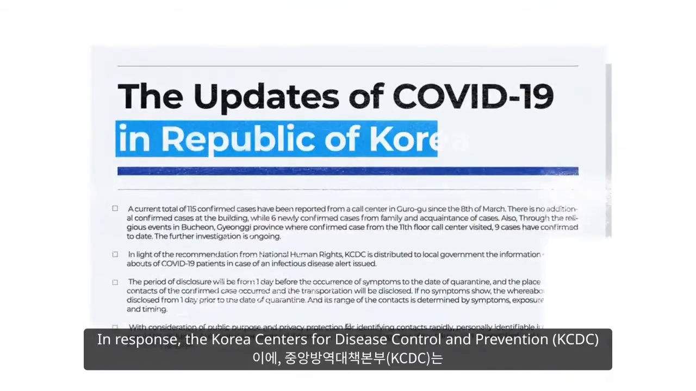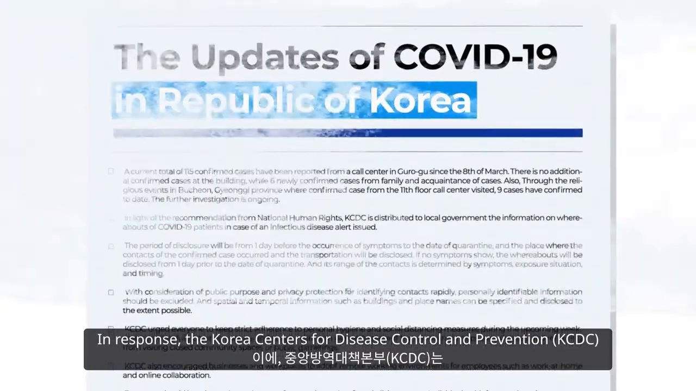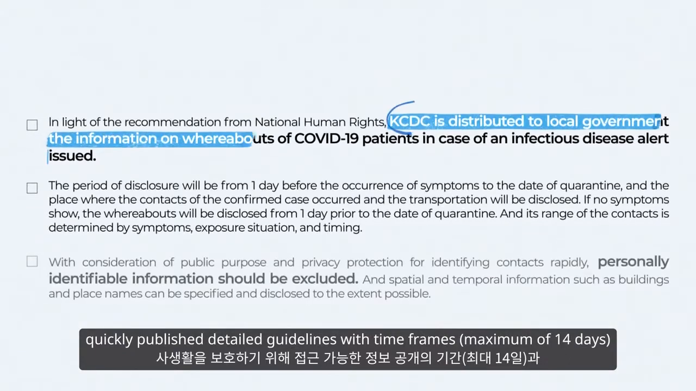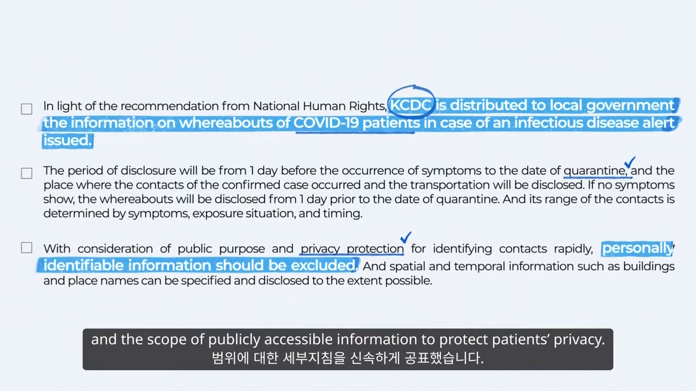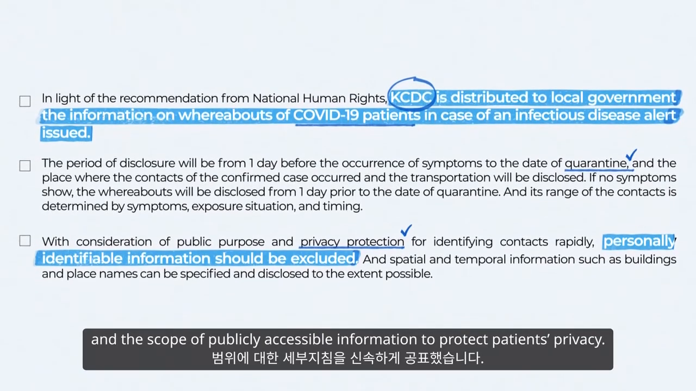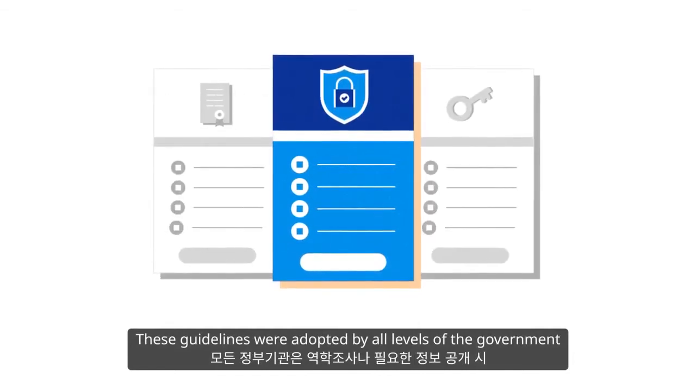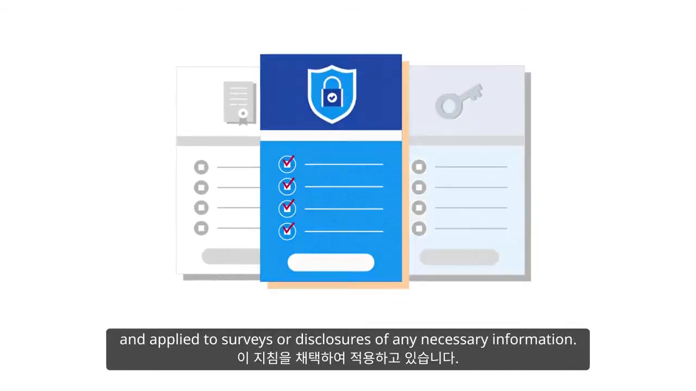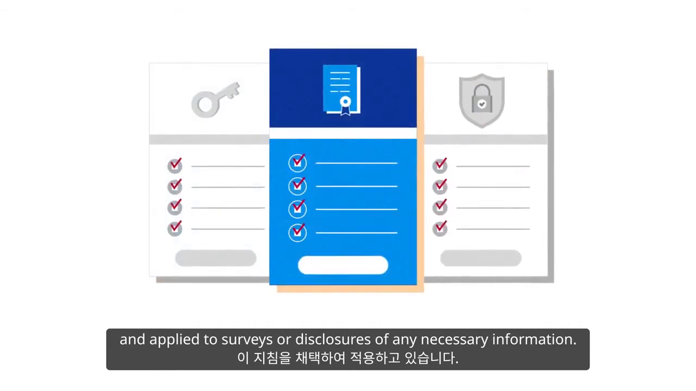In response, the Korea Centers for Disease Control and Prevention, KCDC, quickly published detailed guidelines with timeframes and the scope of publicly accessible information to protect patients' privacy. These guidelines were adopted by all levels of the government and applied to surveys or disclosures of any necessary information.